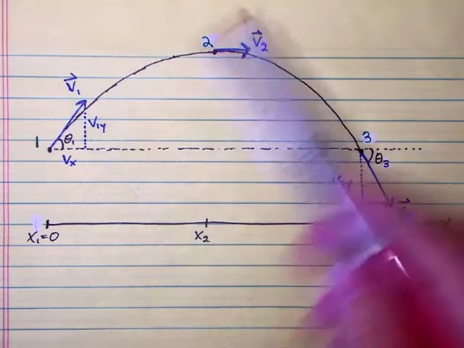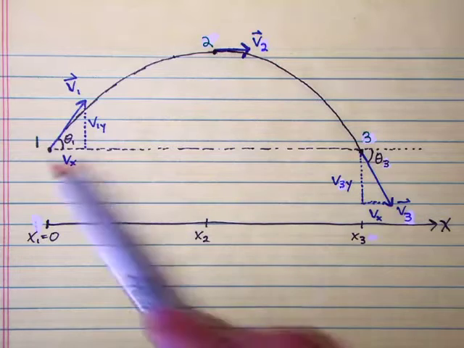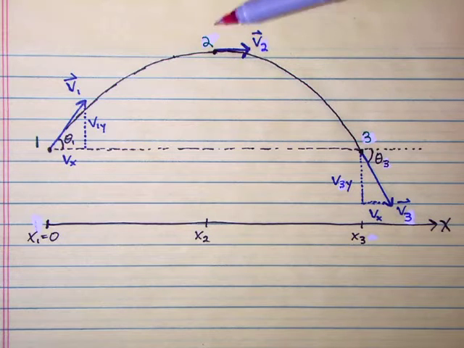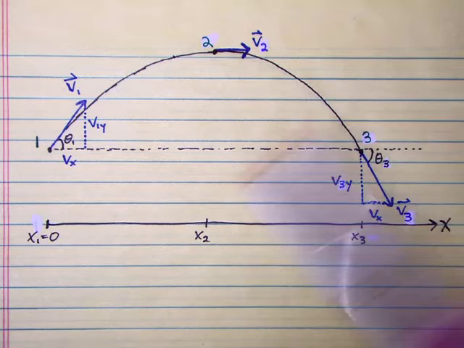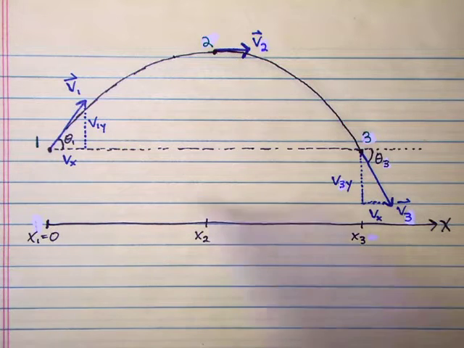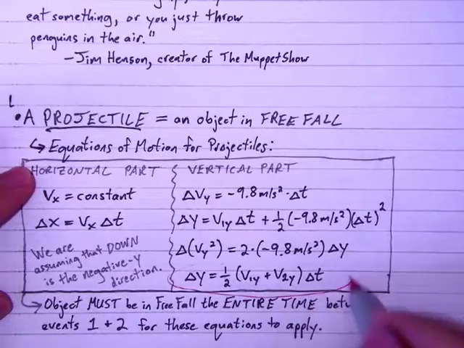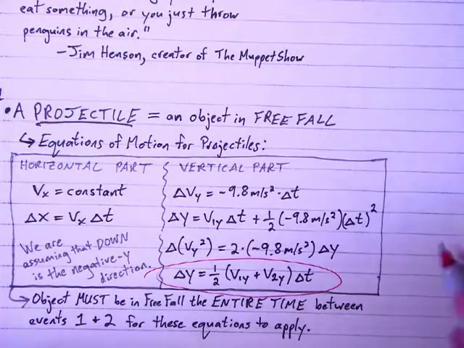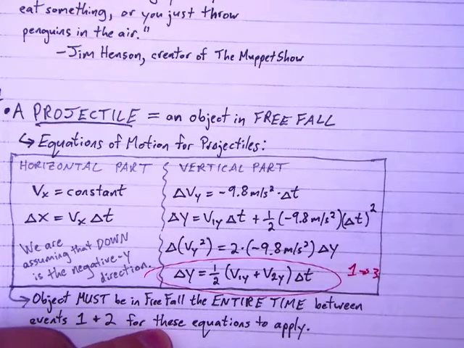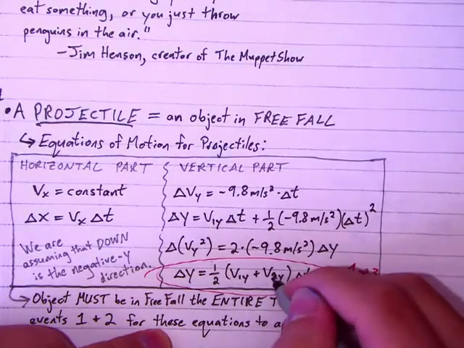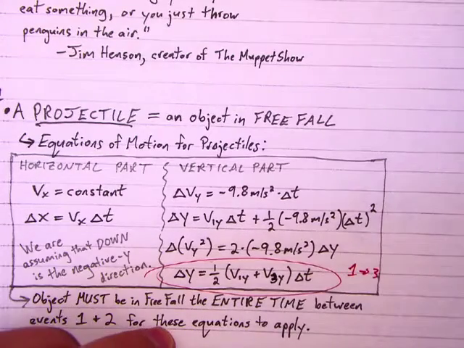Okay, so I've got events 1, 2, and 3. This time I'm calling event 2 when the projectile is at its highest point, and 3 when it lands over here. And let's compare its launch velocity to its landing velocity. Going to our equations here, I can take a look at this last one. If I'm comparing events 1 to 3, then I guess this changes to v3y right here.